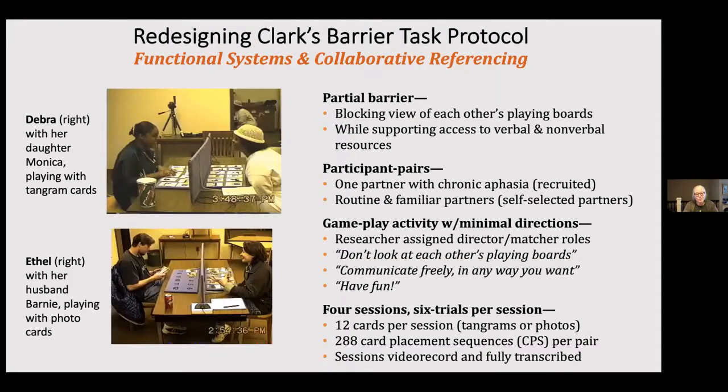In the first part of the workshop, I introduced ways I drew on theories of distributed communication and functional systems to redesign Herbert Clark's barrier task, which included shifting to a partial barrier, recruiting familiar participants, pairs, making the protocol more like friendly gameplay, expanding the number of sessions, using local photos as well as tangrams, and videotaping and transcribing the full sessions, including the time before, between, and after referencing trials. So essentially, the dominant activity here is friendly gameplay among familiar partners.